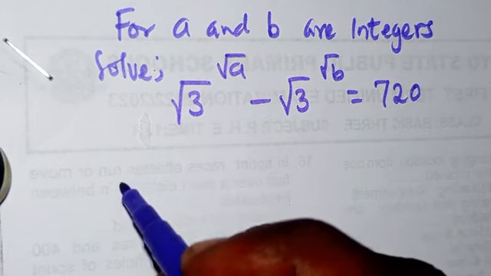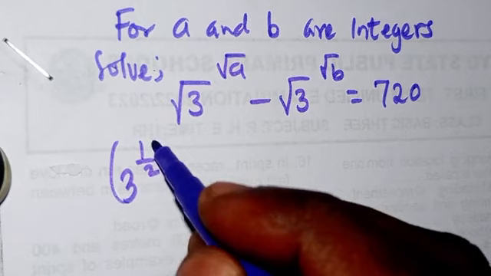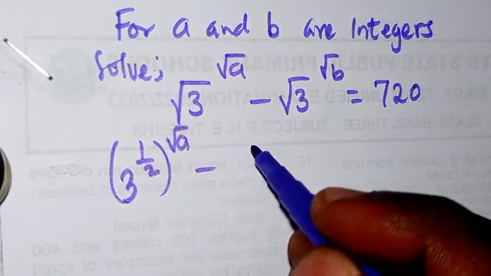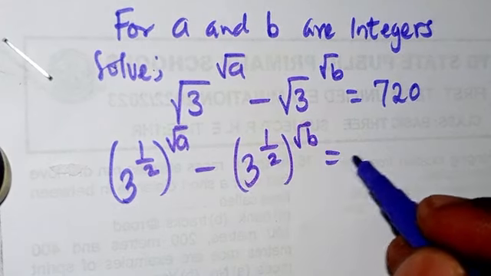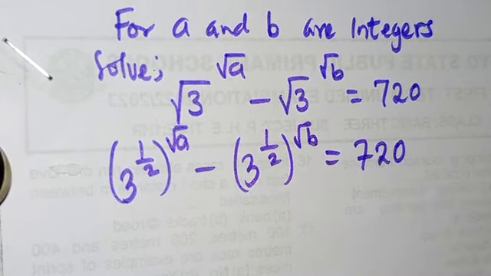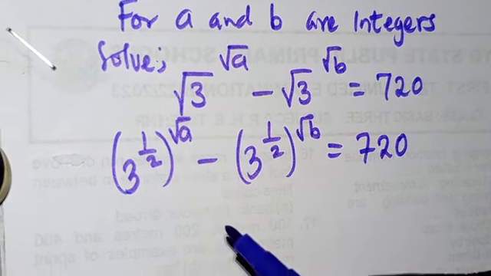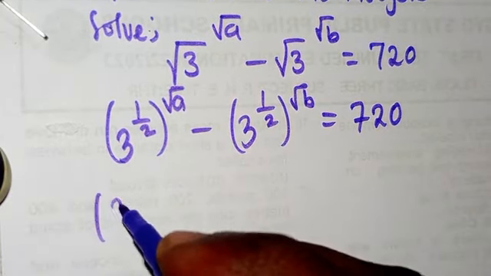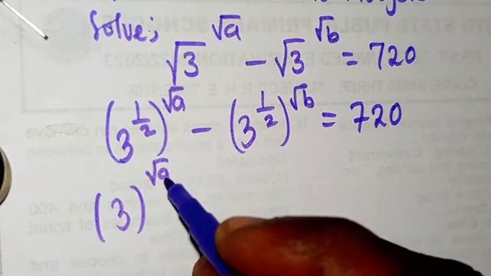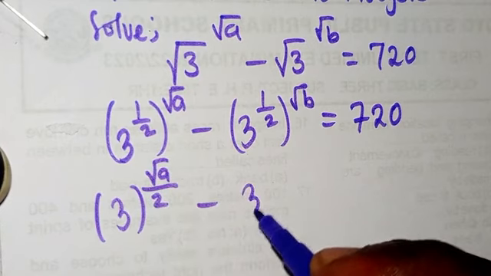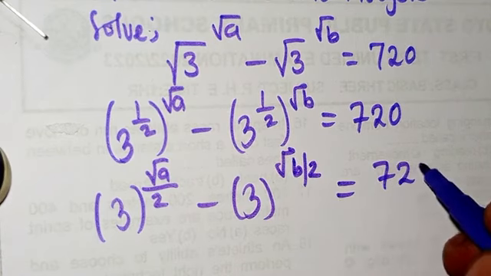This root 3 here, I can rewrite it as 3 to the power 1 over 2. Then we have root a. Minus, here I can have the same thing, 3 to the power 1 over 2, root b, then equals 720. So now from here, we know that this power will multiply this power from the law of indices. So having that, this is going to be 3 to the power of (root a over 2 minus the same thing, root b over 2), then equals 720.